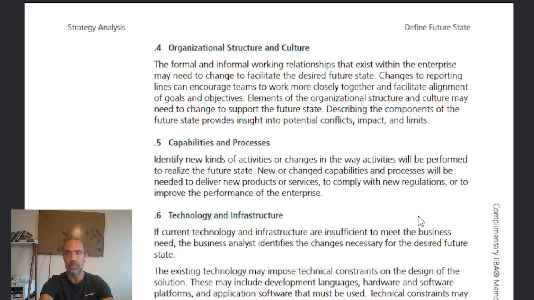Elements of the organizational structure and culture may need to change to support the future state. What are the elements that we might need to change in order for the future state to be a valid thing we're approaching? Describing the components of the future state provides insight into potential conflicts, impact, and limits.